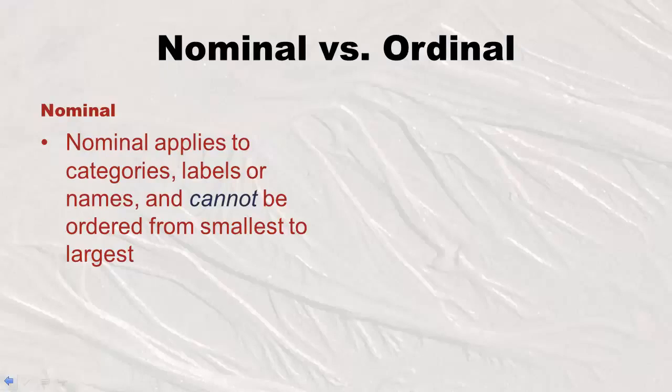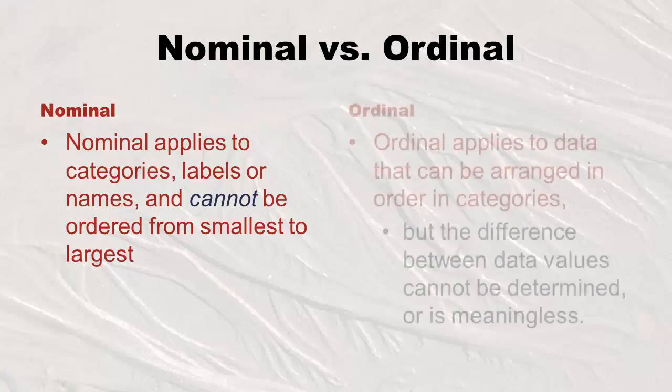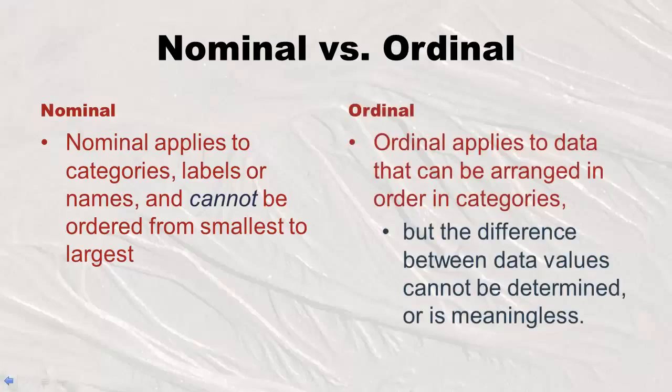Okay, like I kind of think of when they have an advertisement, they say for a nominal fee you can do this. It means it's small. There's almost no difference. And so that's why I say there's no difference, it's not smallest to largest, it means they must be equal. That's how I remember it in my mind. But then ordinal applies to data that can be arranged in order in categories.